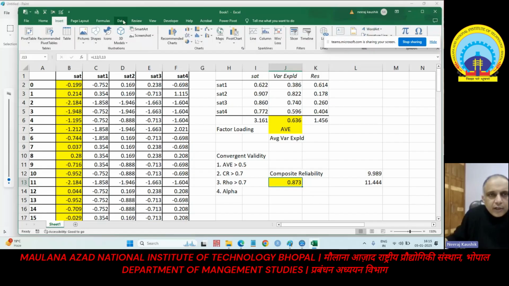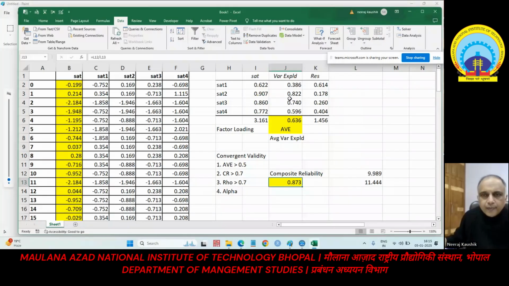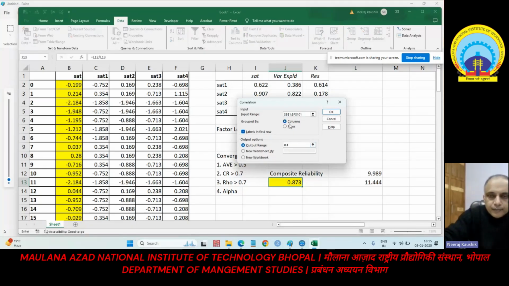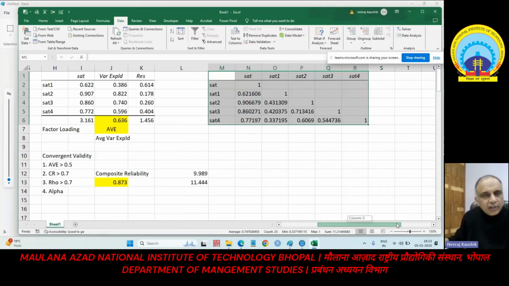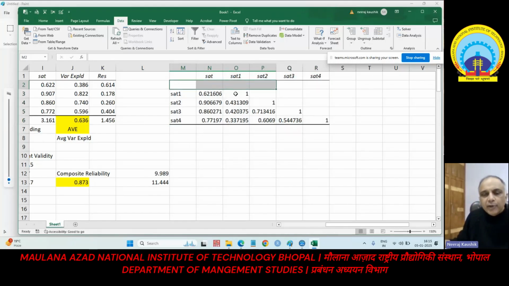Go to the data. In the data, there is a data analysis. In the data analysis, correlation among all of these. Now give the answer not in H1, rather in the M1. So this is the correlation of all the items with each other. Now satisfaction is no longer required because Cronbach alpha is the relation between all the items themselves. Note down the formula of Cronbach alpha.